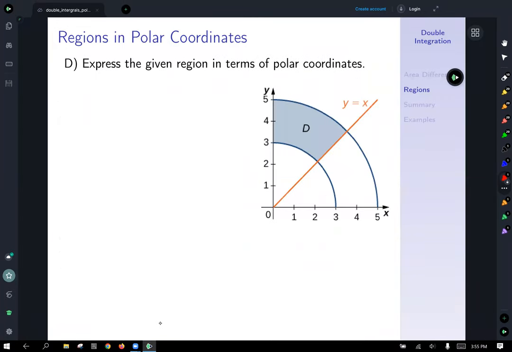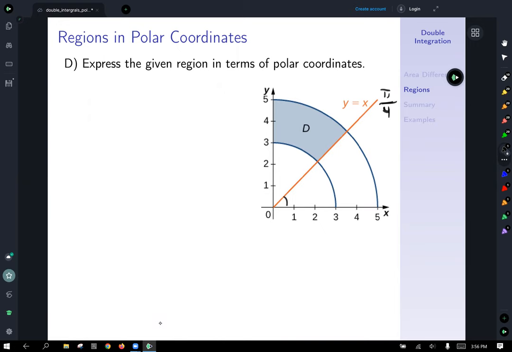All right, now let's take a look at this little guy. We want to express this region in terms of polar coordinates. Okay, so we don't have the polar grid here, but that's okay. What angle is related to the perfectly diagonal line y equals x? Well, that's pi over 4, 45 degrees, so pi over 4. So we know where that is.